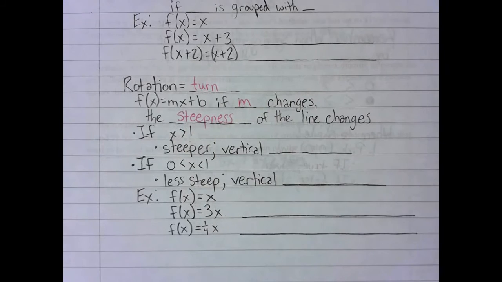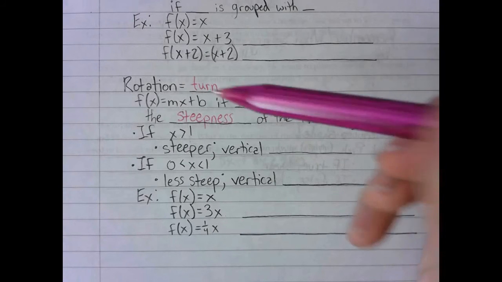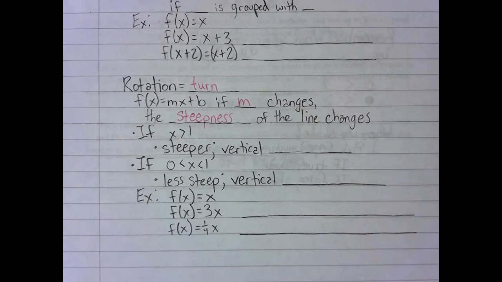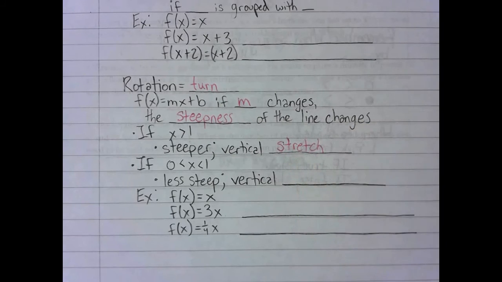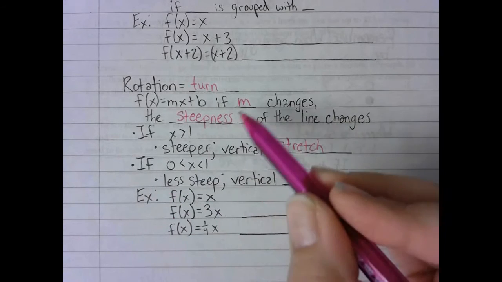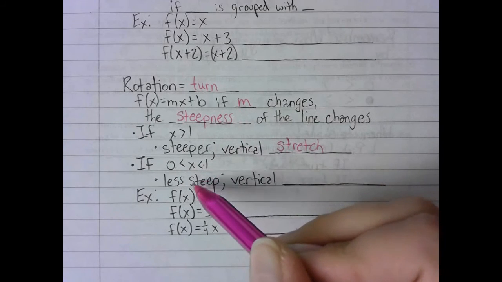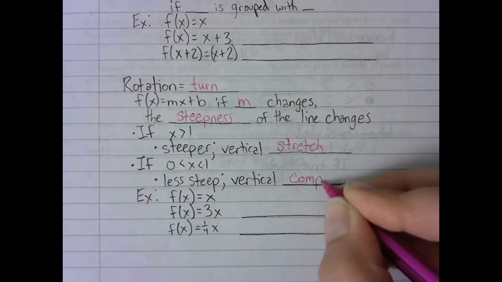And when you try to figure out if it's getting more steep or less steep, ask yourself, what did you multiply m by? So if you multiplied m by a number bigger than 1, you're going to get a steeper line, and that's a vertical stretch. So think of stretching in the morning. That makes you nice and long. That's for the big numbers. If you multiply m by a number between 0 and 1, the result is something that's less steep, and that's going to be a vertical compression.